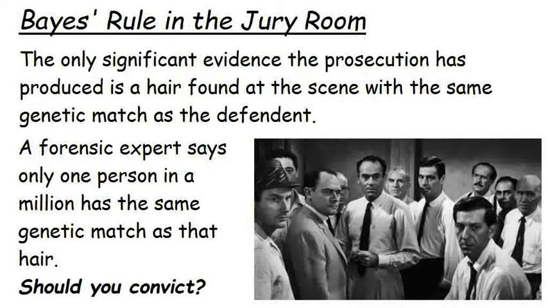You are the sole mathematician on a jury at a murder trial. So far, the prosecution has produced very little evidence of the man's guilt, but then they hit you with their trump card. A hair found at the scene of the crime with a perfect genetic match to the defendant. They call in a forensic expert who testifies that only one person in a million has the same genetic makeup as that hair. Looks like an open and shut case, doesn't it? On the basis of that, is he guilty or not guilty?